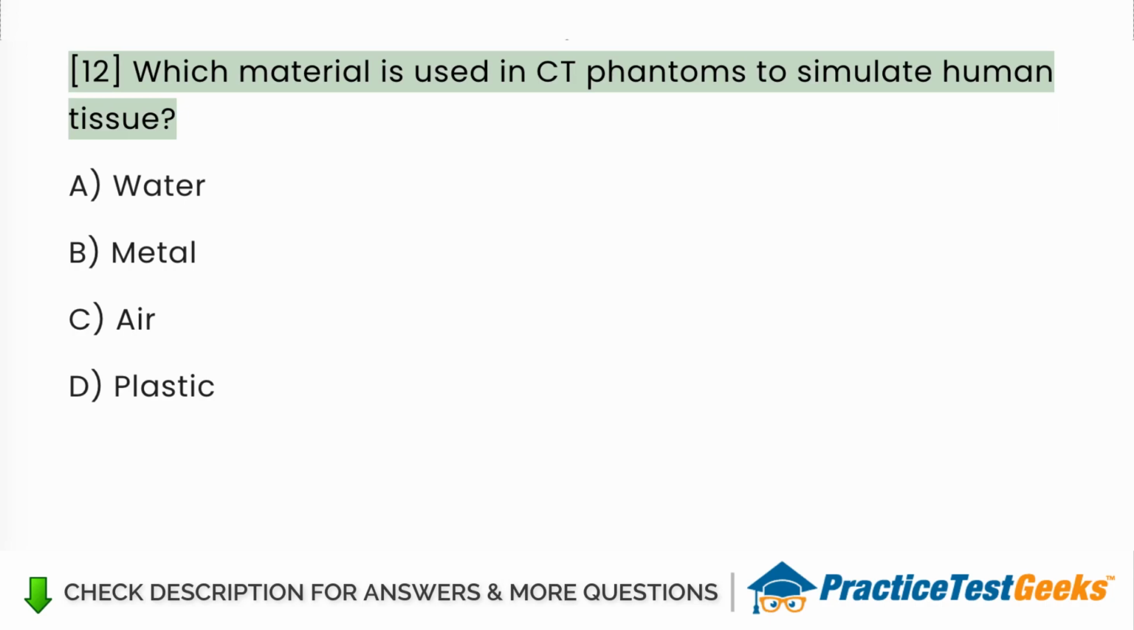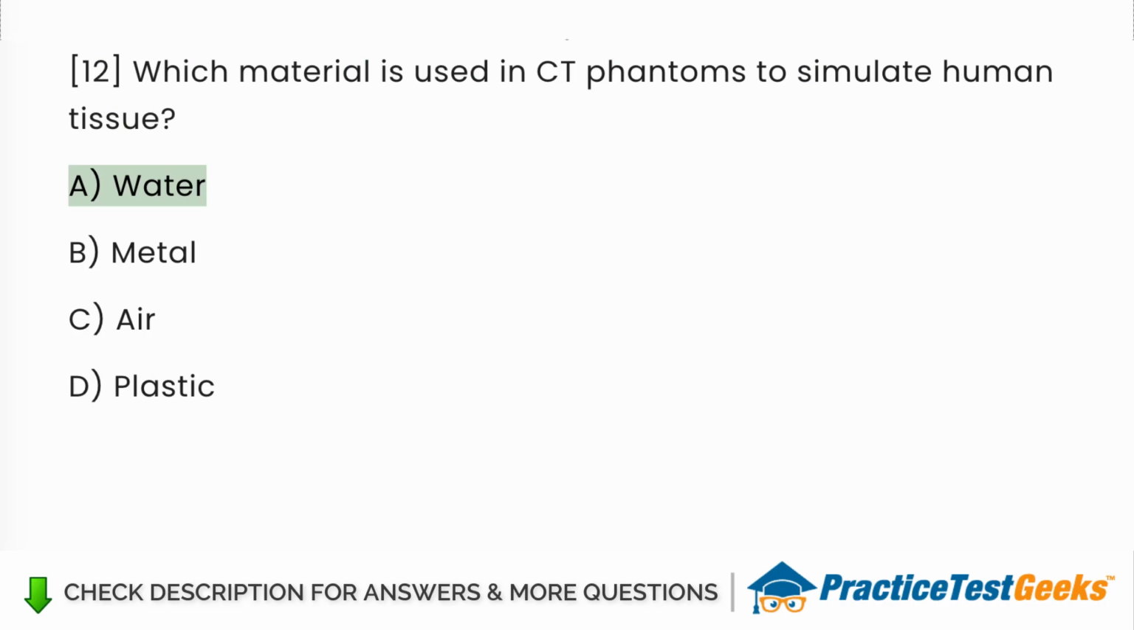Which material is used in CT phantoms to simulate human tissue? A. Water. B. Metal. C. Air. D. Plastic.